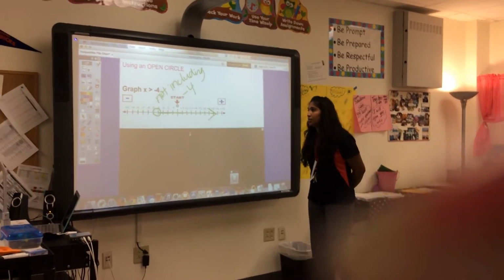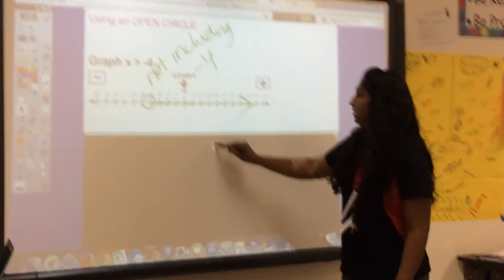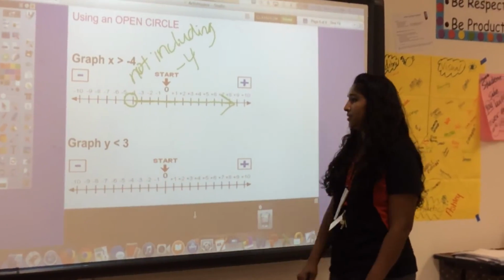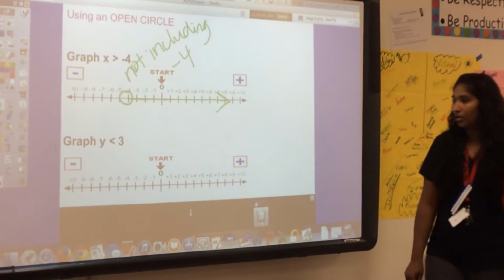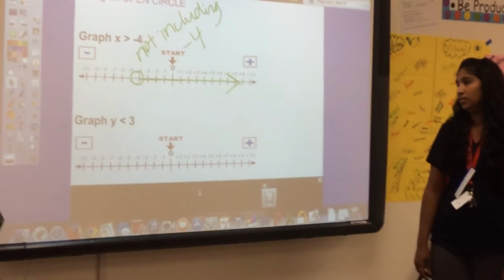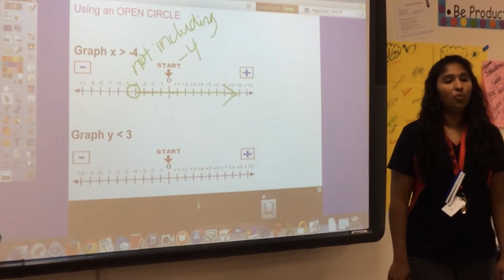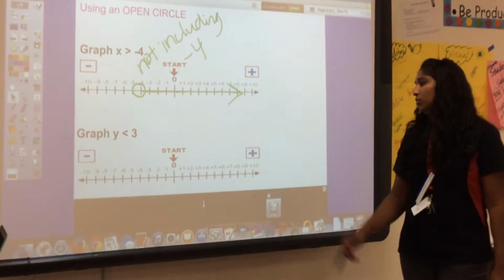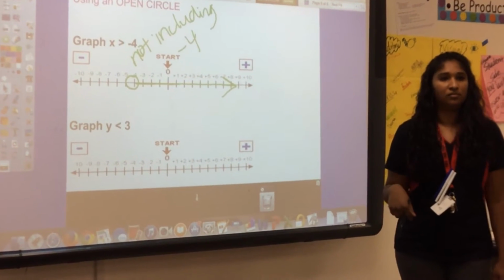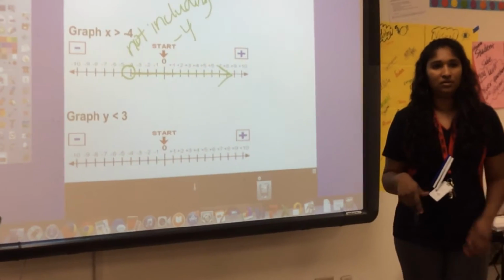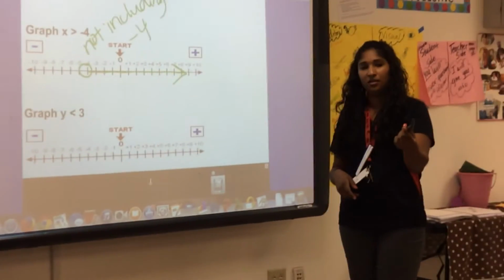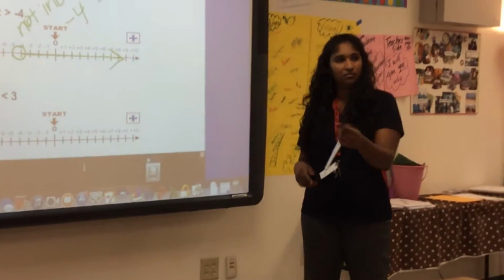Okay, so we've taken a look at graphing a greater than. Let's take a look at graphing with the less than symbol. So we've got graph y is less than 3. Miss Estrie, where do you think you would start this graph? I think I would start it at 3. Why don't you come up here and show us how you would do it.